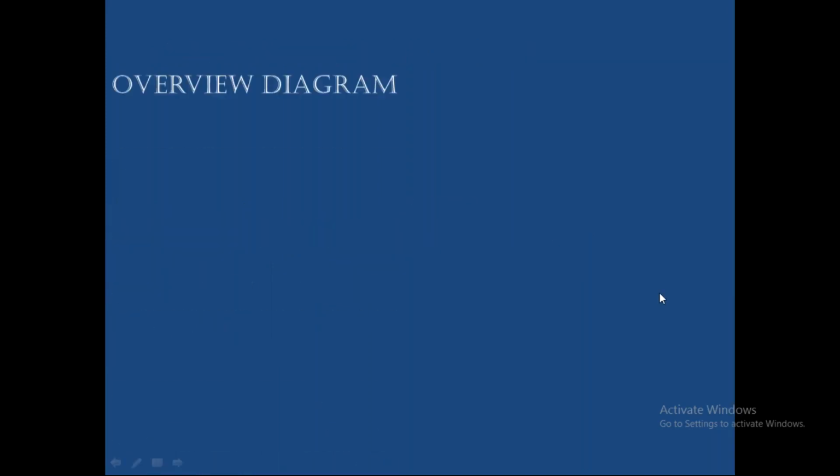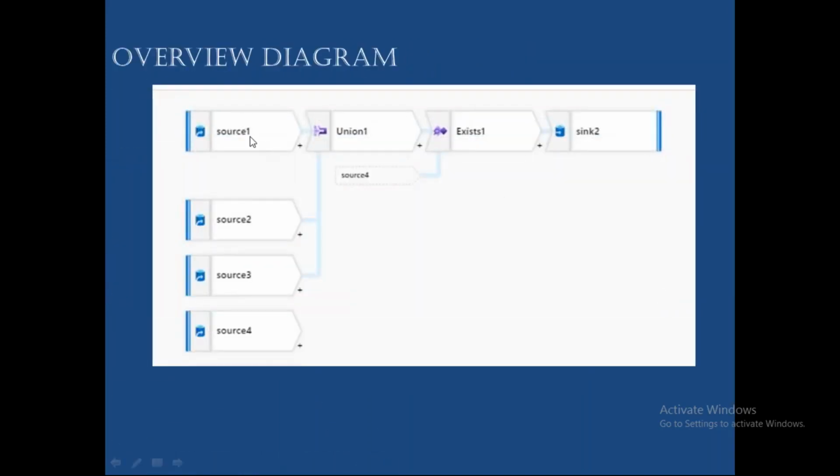When you implement your pipeline, you will get something like this. Source 1, source 2, source 3: these three sources I have combined by using the union transformation. Next, source 4 I'm using in this exists transformation. The exists transformation takes the output of the union transformation and reads the sink. Once it reads the sink, it identifies the records which are only available in the source. Those source records it will write again into the same sink.